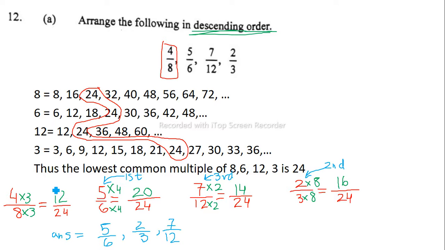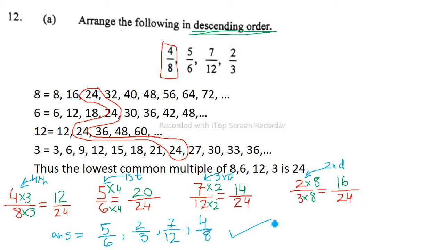And then, which one comes fourth? 12 over 24, which is 4 over 8. So it's going to be 4 over 8. Good, and so this is the correct answer: 5 over 6, 2 over 3, 7 over 12, and 4 over 8.